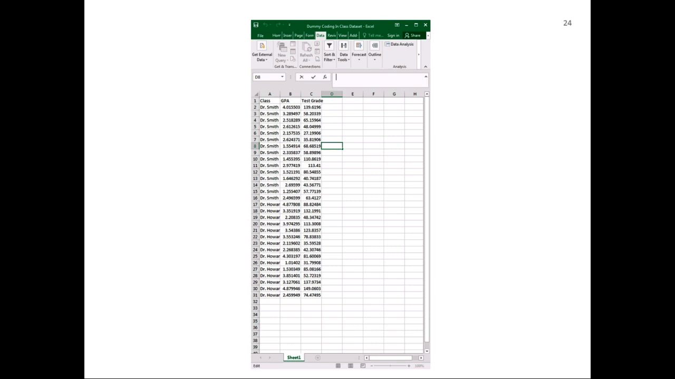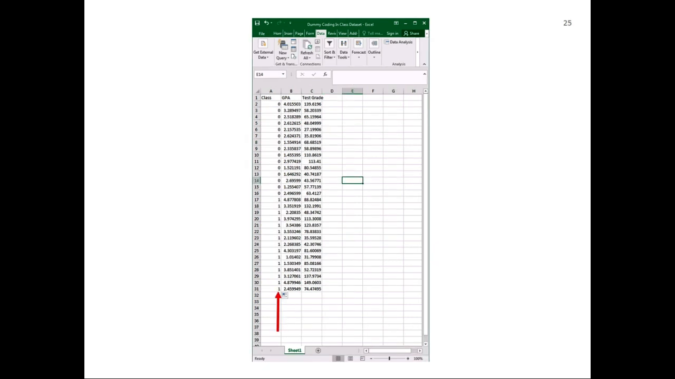So if you're doing this in Excel, it's pretty simple. The very first thing you should do is take all those classes, Dr. Smith and Dr. Howard, and you should dummy code them. There's many different ways you could go about this, but when your data set's pretty small, you could just go ahead and do it by hand. So in this example, I just went through by hand, and I changed all of Dr. Smith's students to zeros, and all of Dr. Howard's students to ones. So you can change the values of Dr. Smith to 0, and Dr. Howard to 1 whenever you're doing dummy coding.